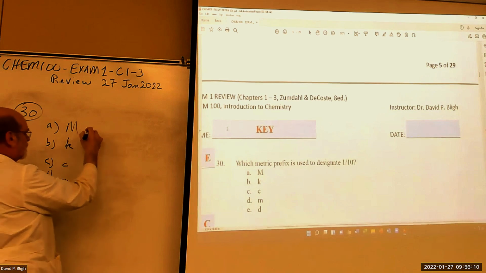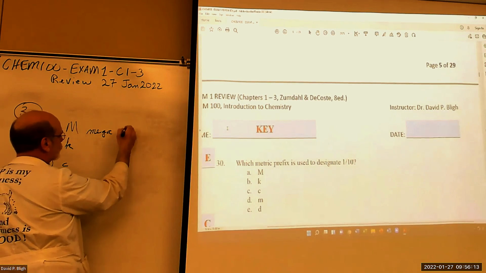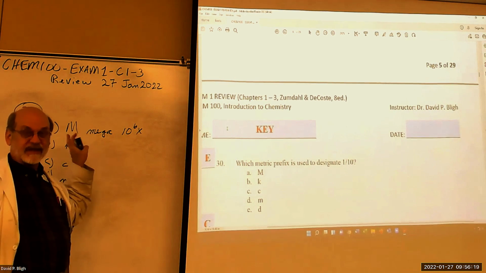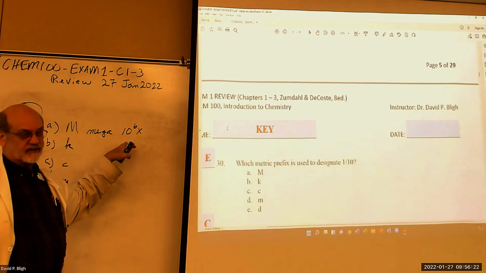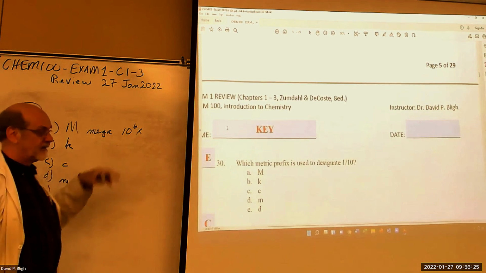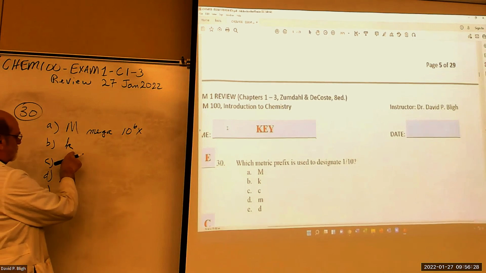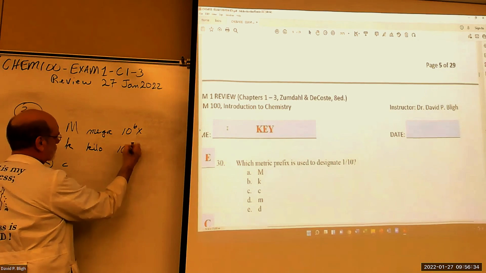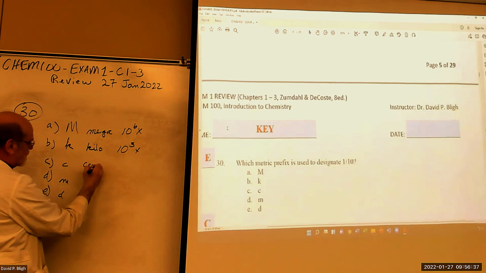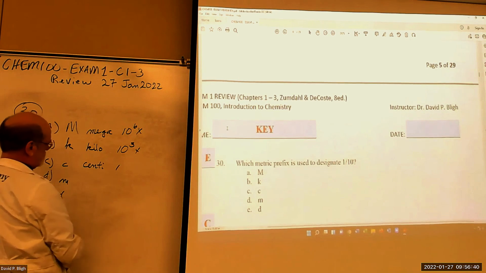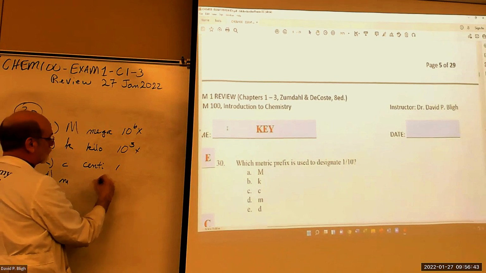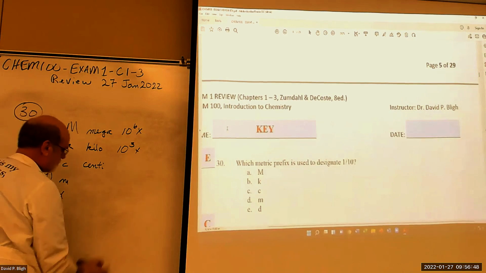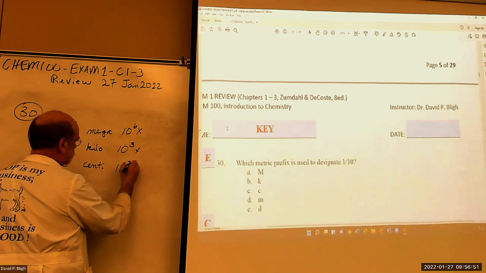But what does this one mean? This one means mega. It's equal to 10 to the 6 times whatever the base unit is. Big M in front of it means the unit is actually 1,000,000 times bigger than the base unit. This one is kilo, which is 1,000 times. This one is centi, which is 1/100, 10 to the minus 2.